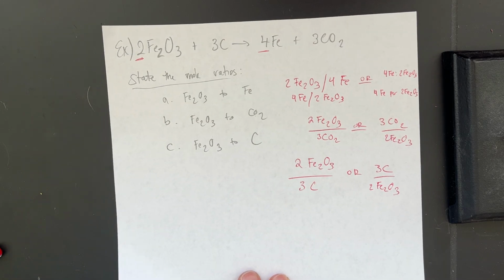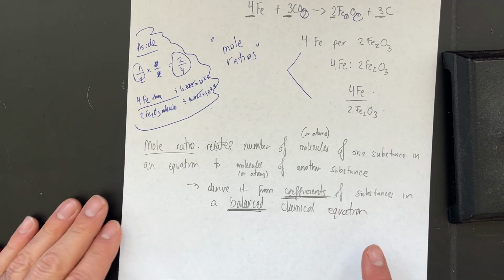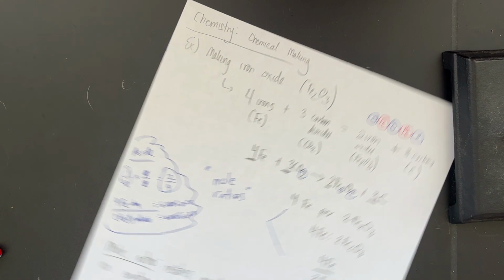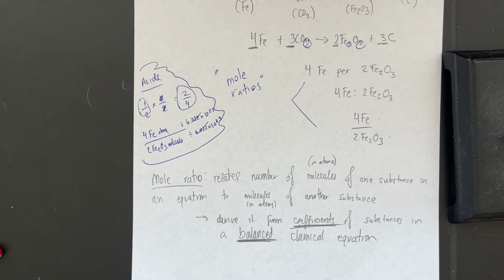Long story short, what you really need to care about is the fact that you derive these from the coefficients of substances in a balanced chemical equation. All of this was what we call conceptual understanding, so that you actually understand what you're doing, but this is ultimately how to do it. Derive it from the coefficients of substances in a balanced chemical equation.